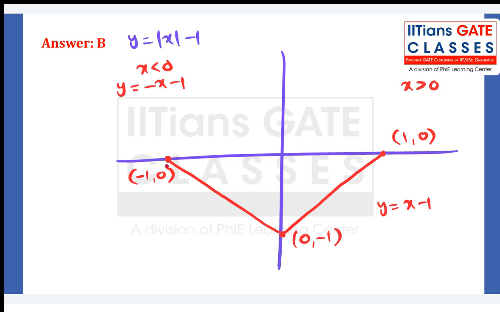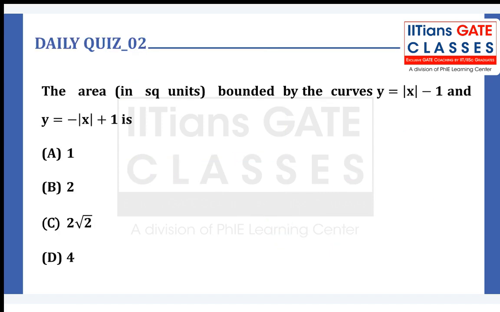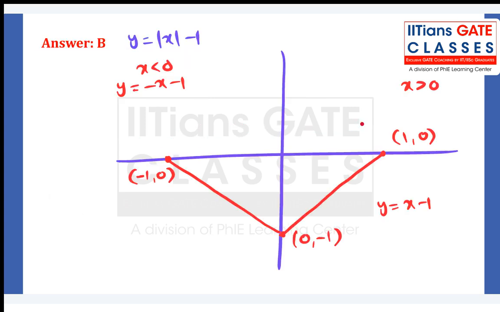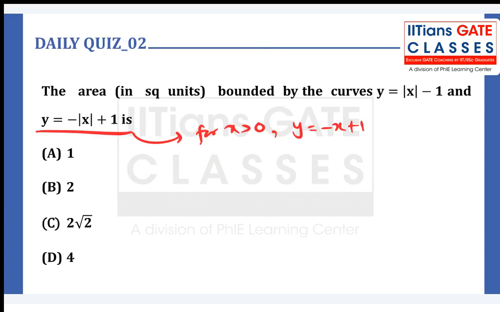Okay, and now the next one. Here also you are supposed to do for x greater than 0, this will become y equal to minus x plus 1, because mod x is just x when x is positive, and y is minus x plus 1, negative slope, positive intercept. So it is here. This will be your third line. So this is y equal to minus x plus 1.